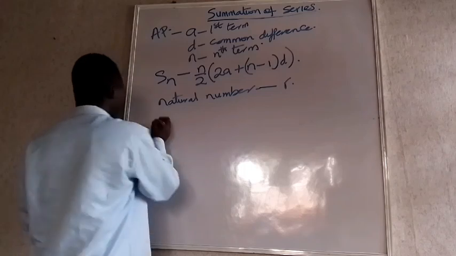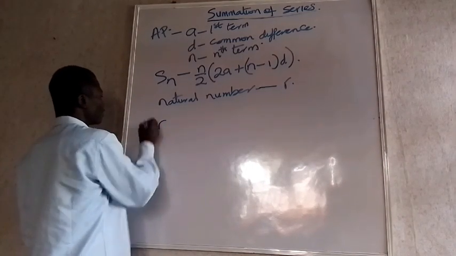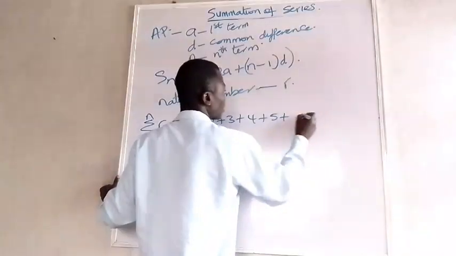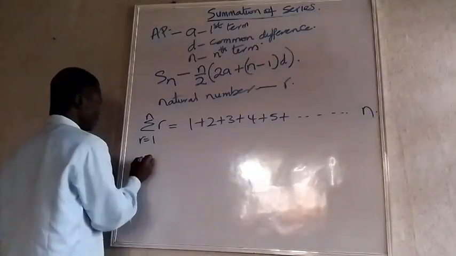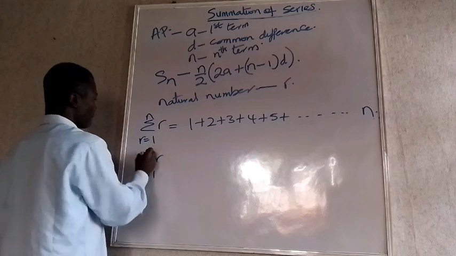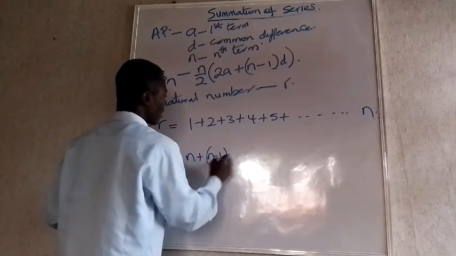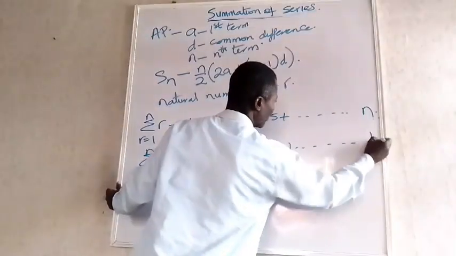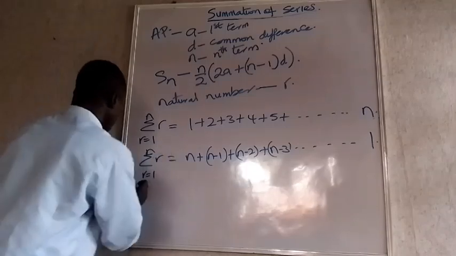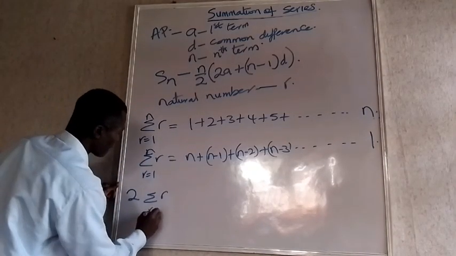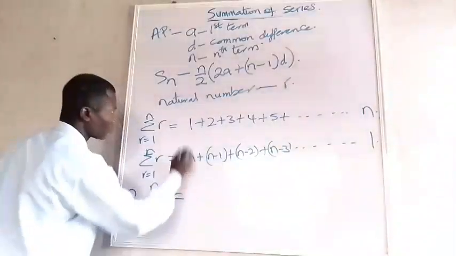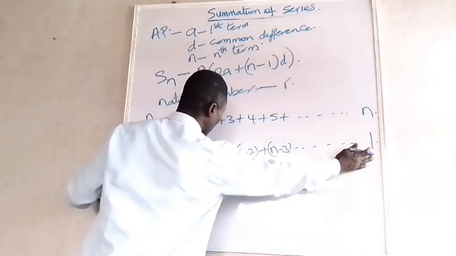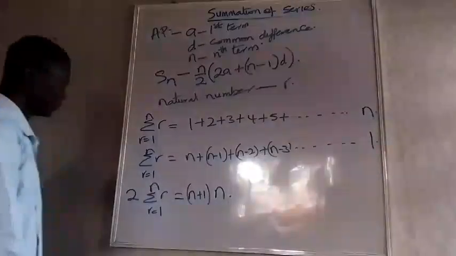Now, summation r from r equals 1 to n is going to be 1 plus 2 plus 3 plus 4 plus 5 plus n. In the same way, I can say n plus n minus 1 plus n minus 2 plus n minus 3 down to 1. So by the time I add everything, this one is going to be 2 into summation r. Each pair is n plus 1. This one too is n plus 1. By the time you do that, it's going to be multiplied by n.